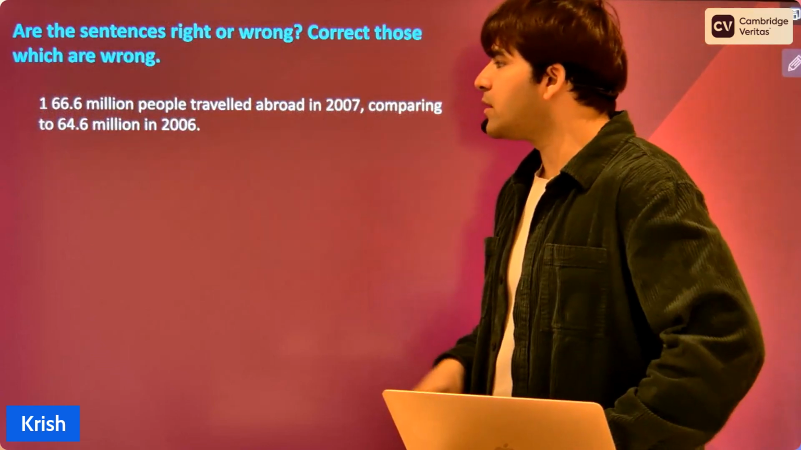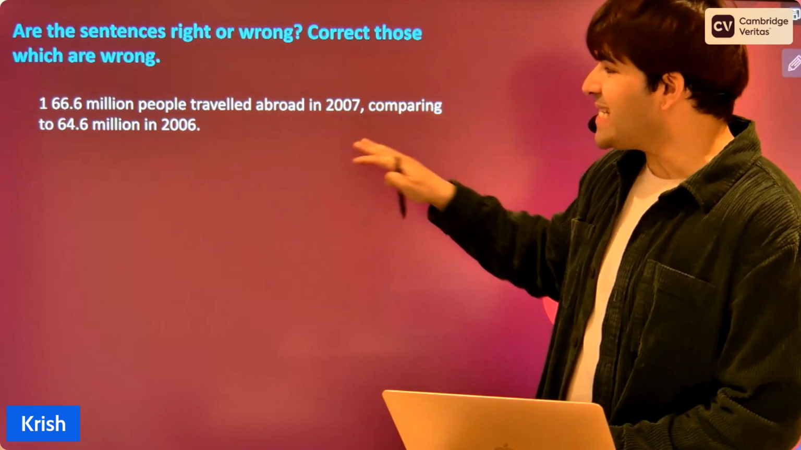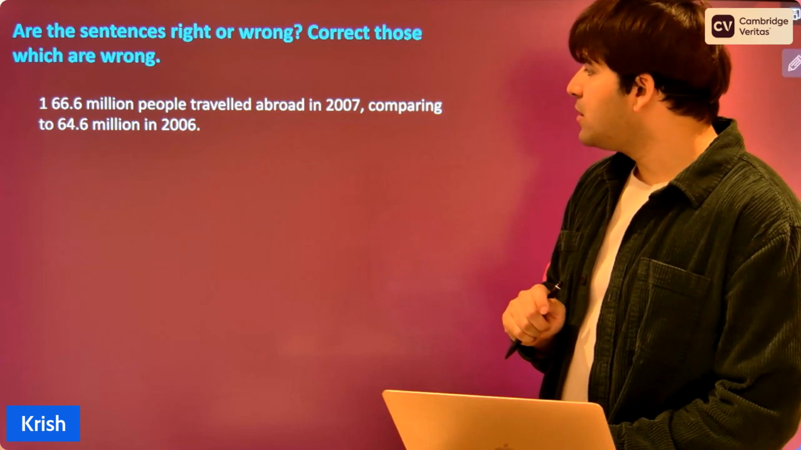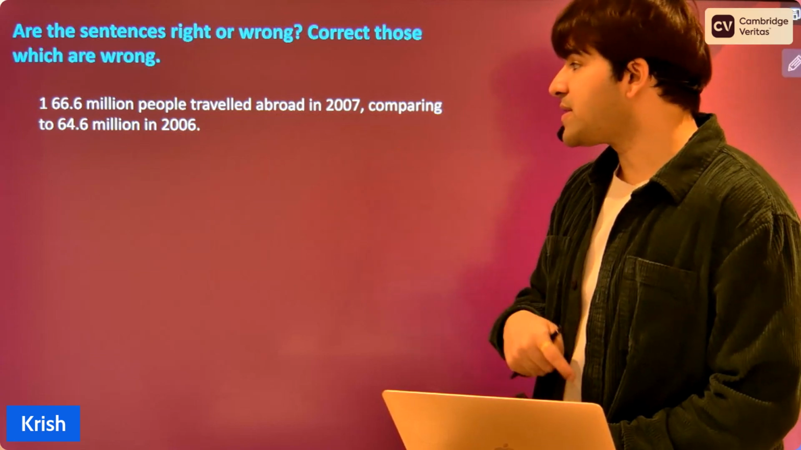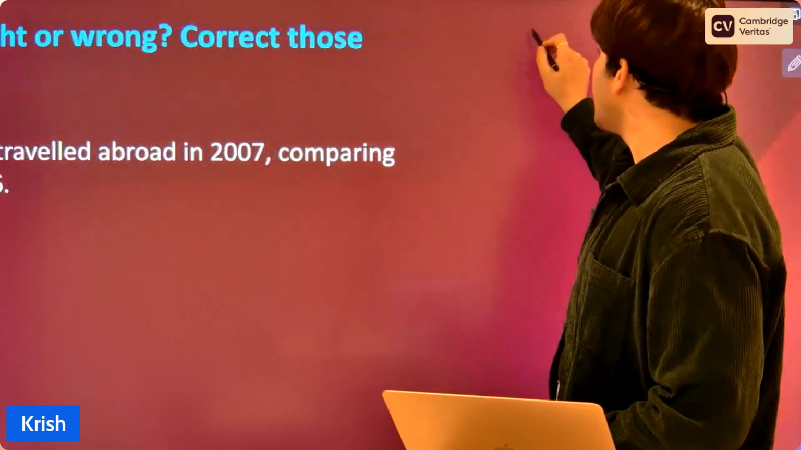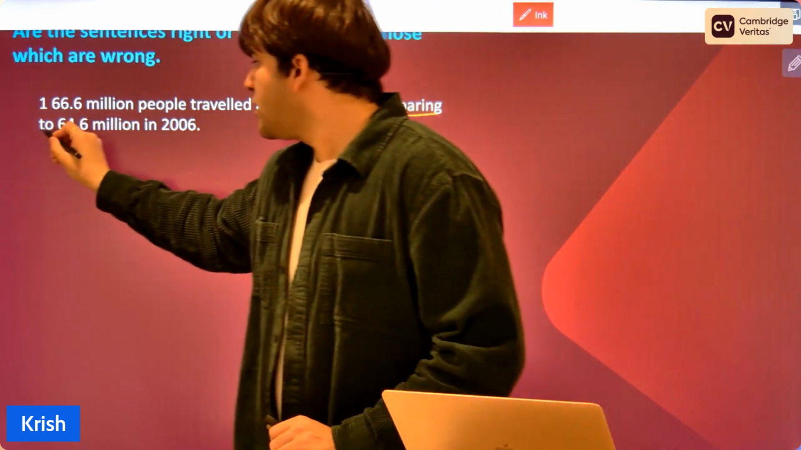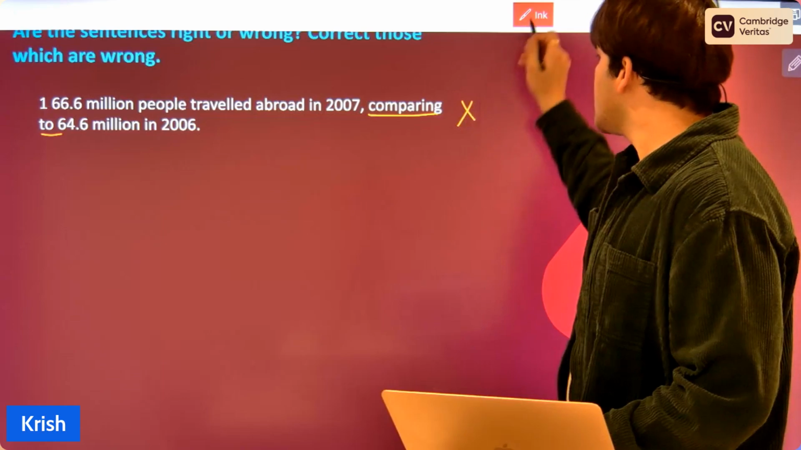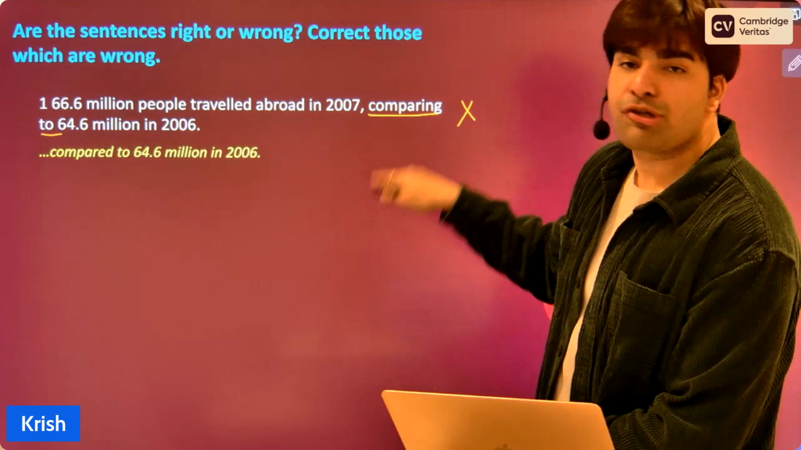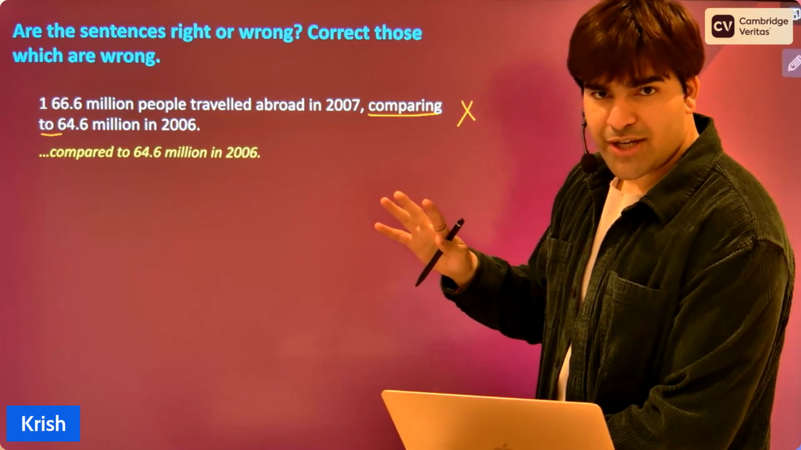Okay, here we go. Number one. This sentence, I can clearly see, is incorrect. 66.6 million people traveled abroad in 2007, comparing to 64.6 million in 2006. We highlighted this before. Comparing to is incorrect. We don't speak or write English like this. We say compared to 66.6 million in 2006. Gotcha?